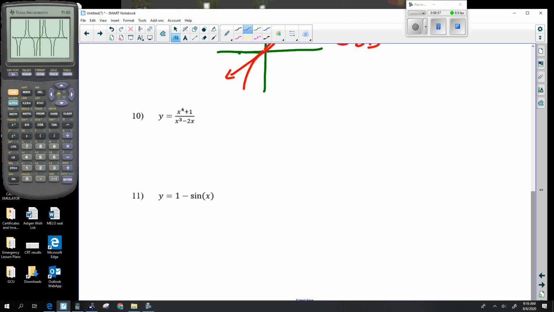Okay. Next one. We have x to the 4th plus 1 divided by x to the 3rd minus 2x. That's an odd. Okay, so again, notice how the upper right is the same thing as the lower left. That's an odd function right there.